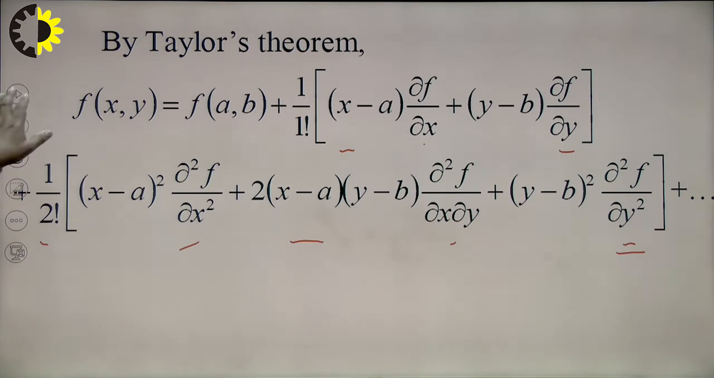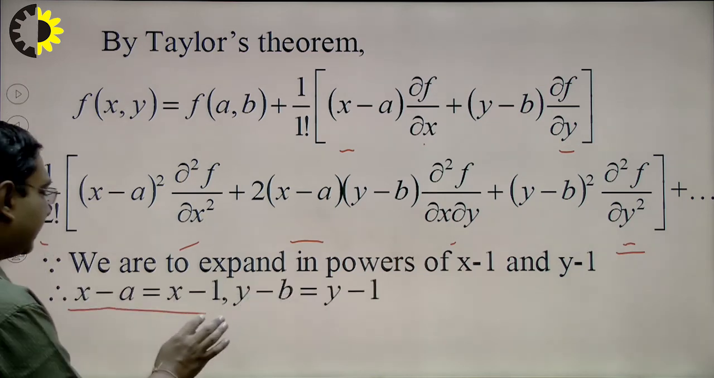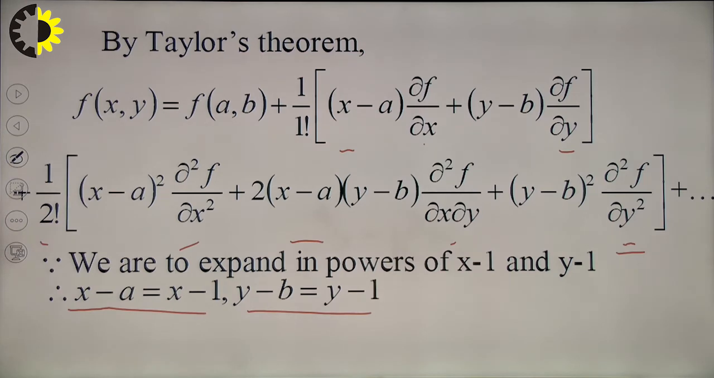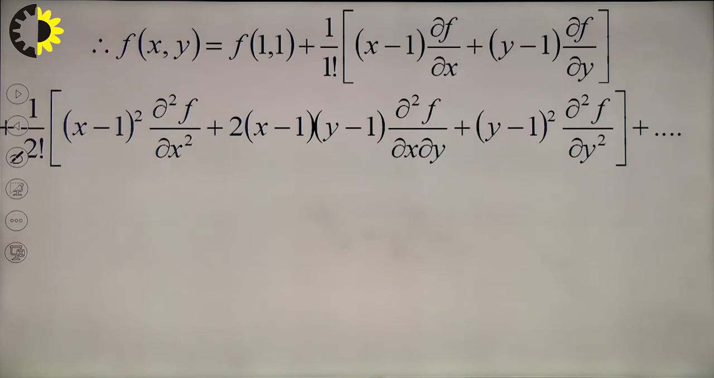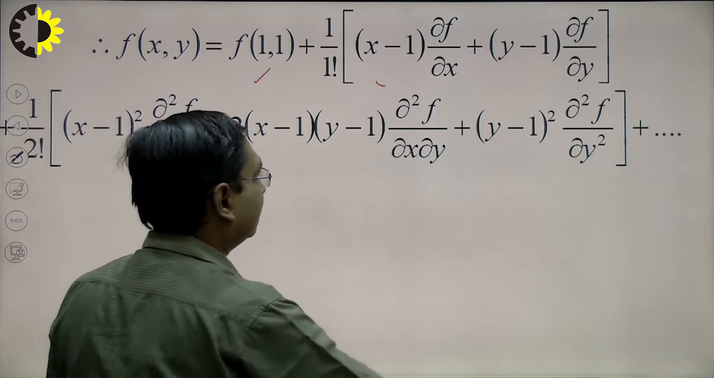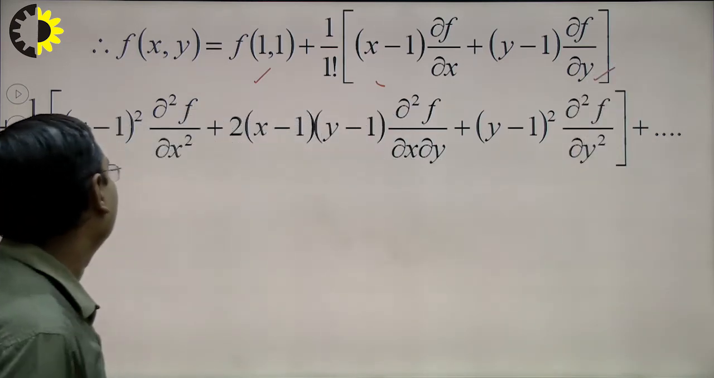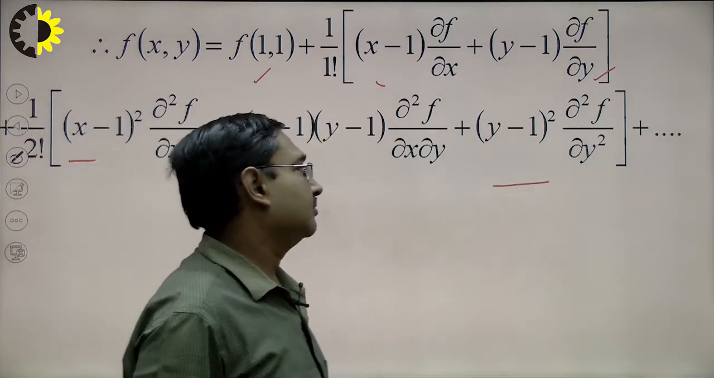Here we have seen that the values of a and b were 1, 1. We have compared this x minus a and this y minus b with x minus 1 and y minus 1, so that the values of a and b are calculated as 1 and 1. Substituting these values in this formula, I obtained f(x,y) equal to f(1,1) plus (x minus 1) del f over del x plus (y minus 1) del f over del y plus (x minus 1) whole square del 2f over del x square plus these terms.